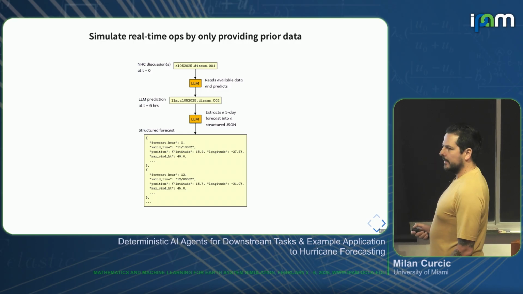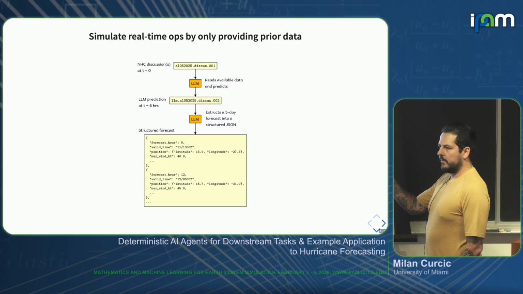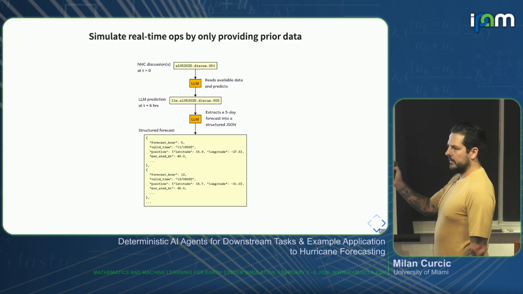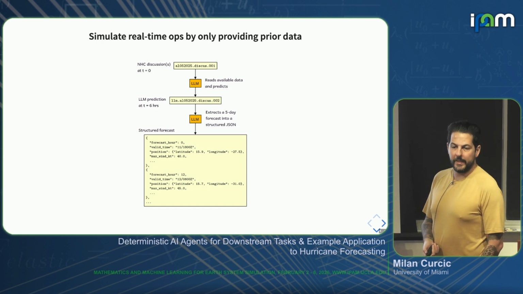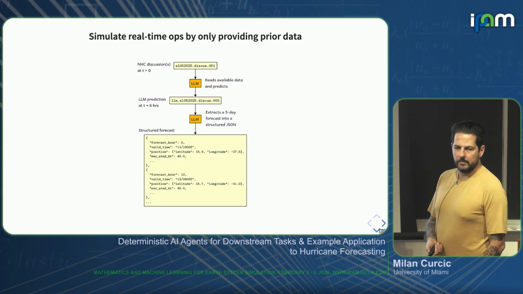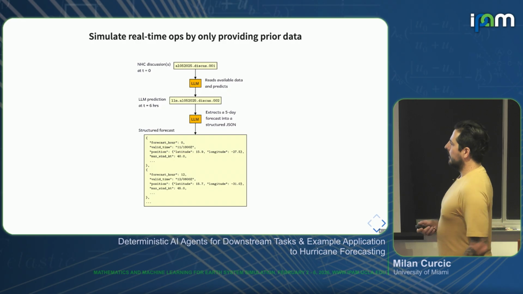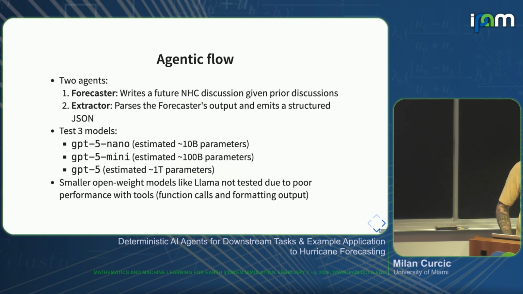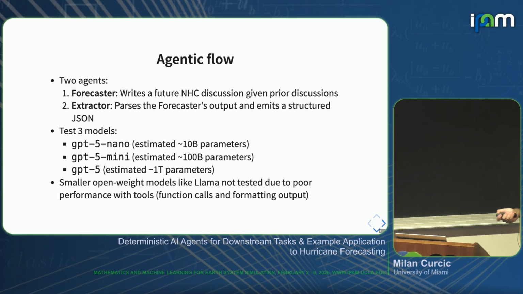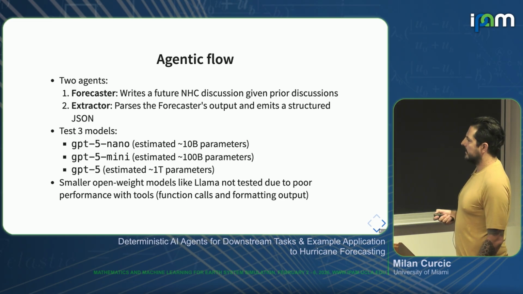Then I ask it to pretend to be an NHC forecaster and predict the discussion 6 hours from now. So basically, it has to imagine what the storm will be doing and what that will look like in meteorological terms. And then I have another LLM that takes that and extracts it into a structured JSON. So I have a forecaster and an extractor.